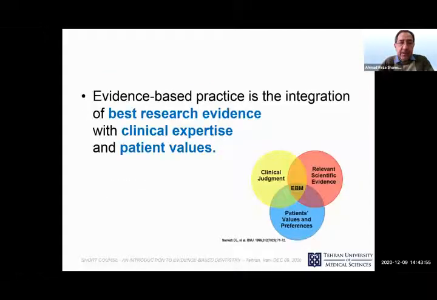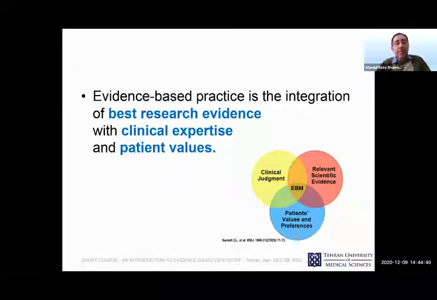And first of all, I want to review the definition of evidence-based practice again, which is the integration of best research evidence with clinical expertise and patient values. And I want to focus in this definition on clinical expertise. It should not be interpreted as expert opinion. The clinical expertise, as noted in the picture below the slide, is your clinical judgment, not expert opinion.